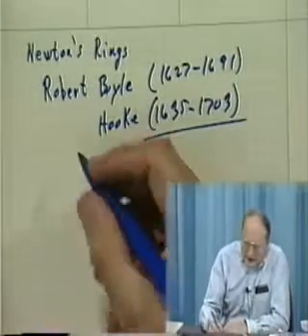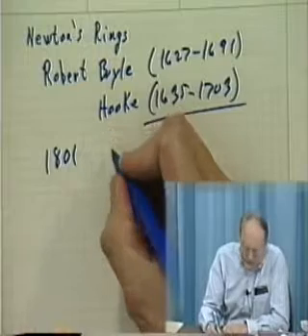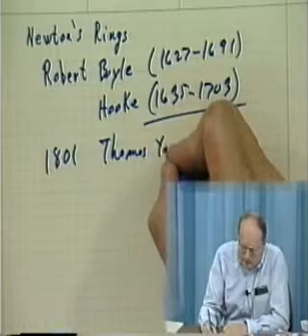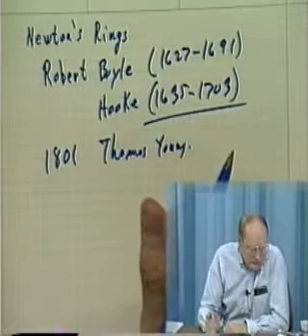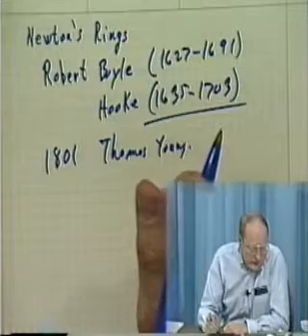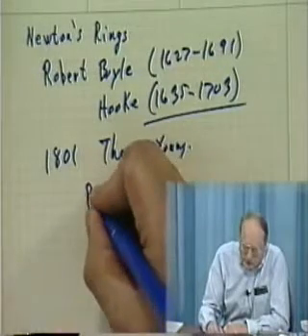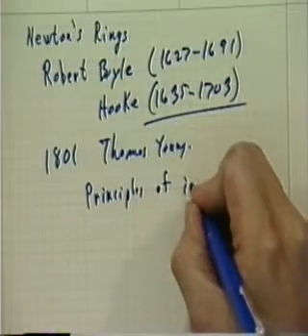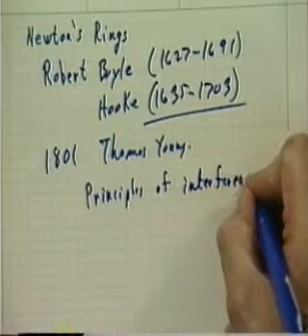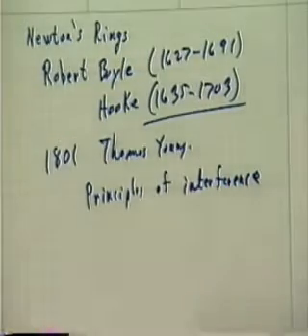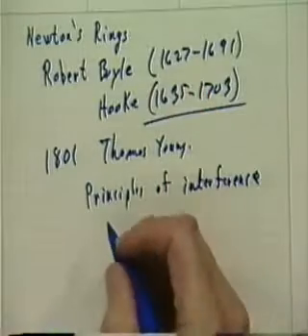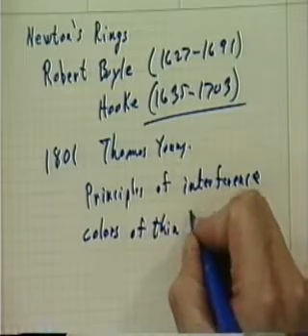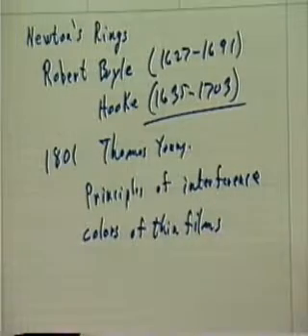If we go to like 1801 or sometime like that, we have Thomas Young, who really was able to explain interference, the principles of interference. He was able to explain, well, you look at thin films, you see various colors. He was able to explain the colors of thin films. So this is 1800 or so.